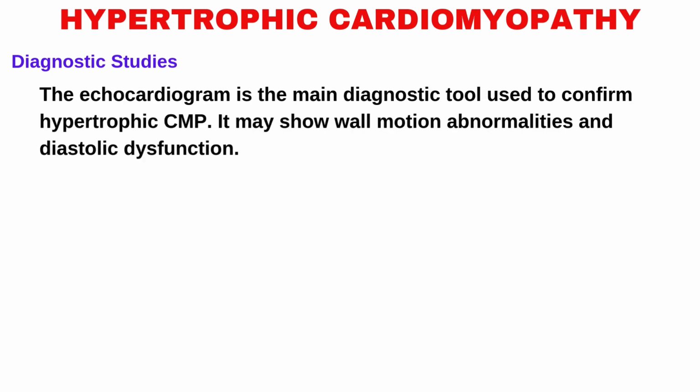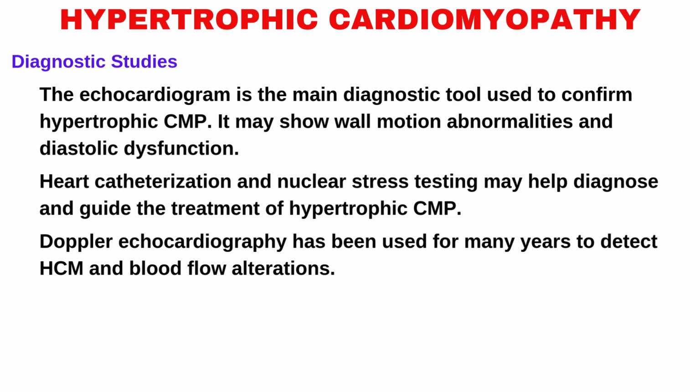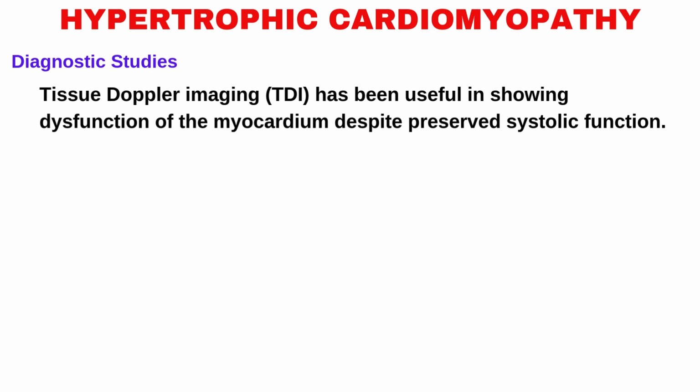The echocardiogram is the main diagnostic tool used to confirm hypertrophic cardiomyopathy. It may show wall motion abnormalities and diastolic dysfunction. Heart catheterization and nuclear stress testing may help diagnose and guide the treatment of hypertrophic cardiomyopathy. Doppler echocardiography has been used for many years to detect hypertrophic cardiomyopathy and blood flow alterations. Tissue Doppler imaging has been useful in showing dysfunction of the myocardium despite preserved systolic function. Cardiovascular MRI also is useful.